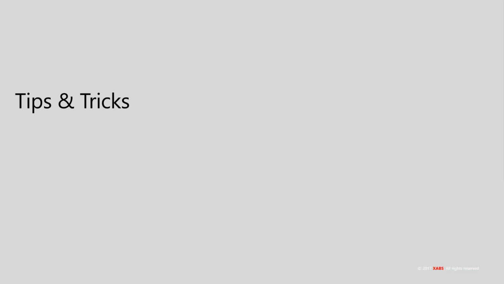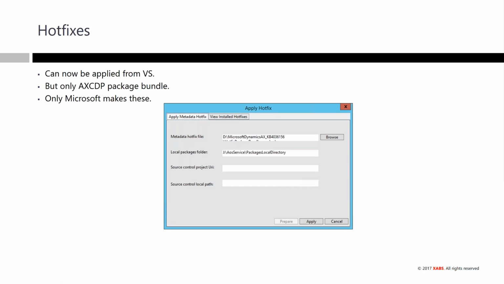So this covers the update. So now we have a tip for you: hotfixes. Hotfixes can be applied now from Visual Studio directly. Until reasonably recently, if you had to apply a hotfix like the PU13, you would have to download it to a development environment, and then you had to use some command line tooling to apply the hotfix. You can now do that directly from Visual Studio.